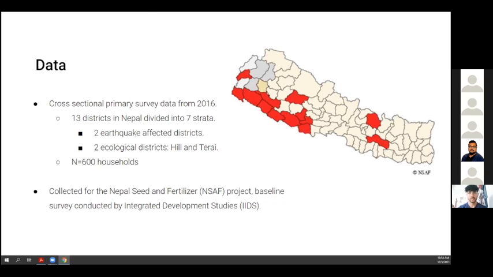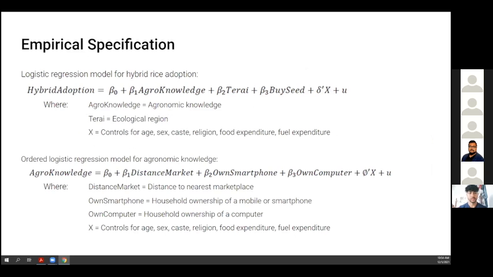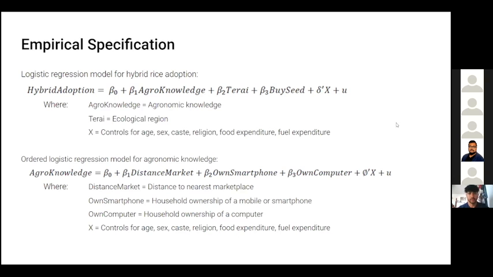And so we specify 2 models. In the first, we have adoption of hybrid rice varieties as being affected by agronomic knowledge, location in the terai ecological region, and whether farmers buy or save their seed. Additionally, we include the impact of some socioeconomic controls. In our second model, we have agronomic knowledge as being affected by distance to nearest marketplace in kilometers, household ownership of mobile or smartphones, and computer ownership, along with the impacts of our controls.